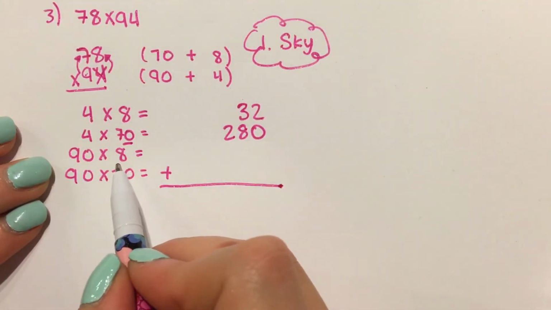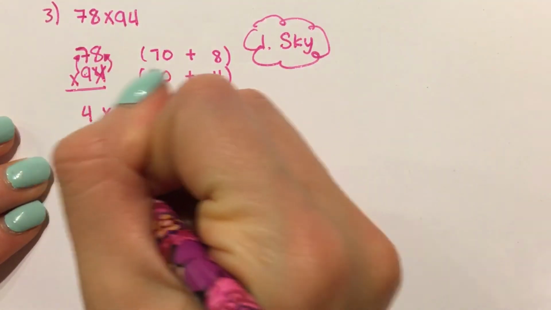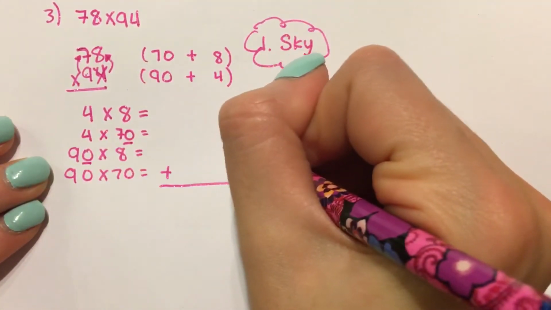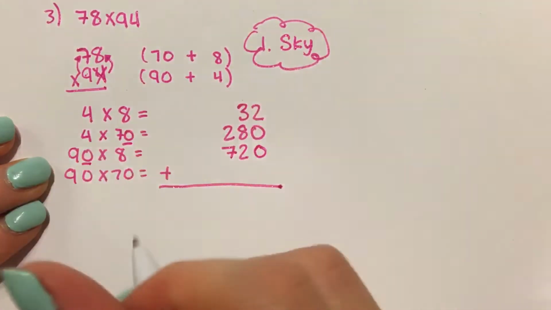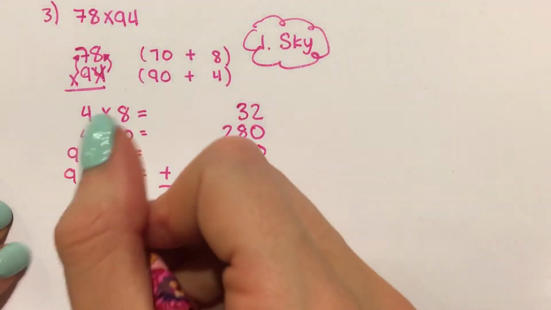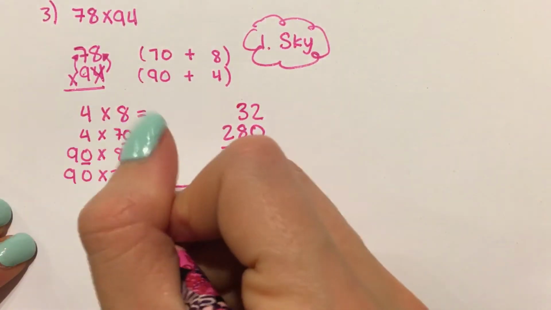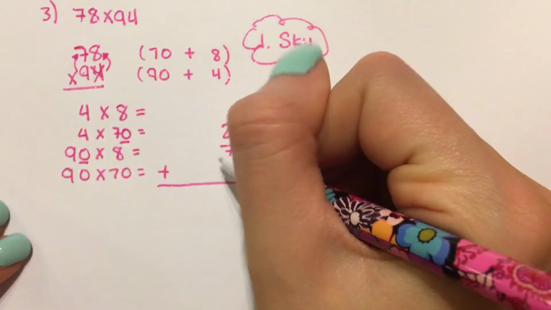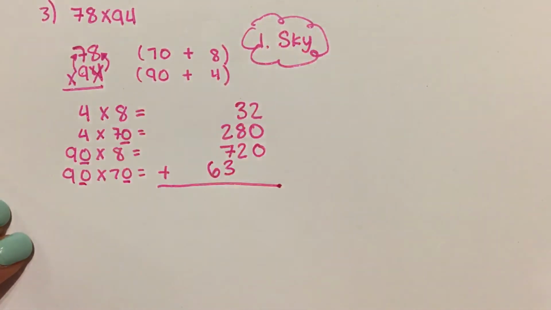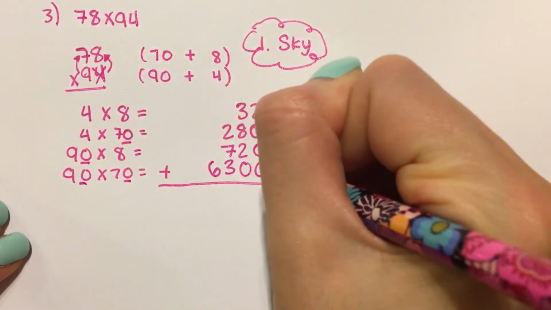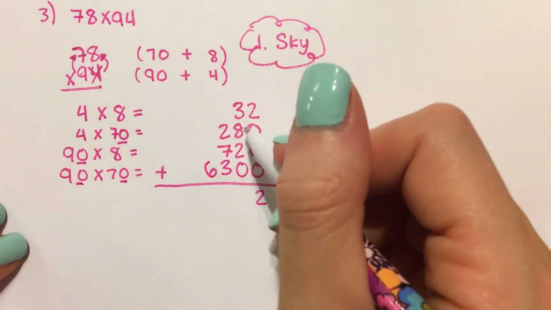90 times 8. Might not know what 90 times 8 is, but I do know that 9 times 8 gives me 72. And then I'm left with that 0, so I want to plug that in. And my last one here, 90 times 70. I might not know what that is, but I do know that 9 times 7 gives me 63. And then I'm left with these 2 zeros that I want to plug in on the end. 2 plus 0 plus 0 plus 0 gives me 2.